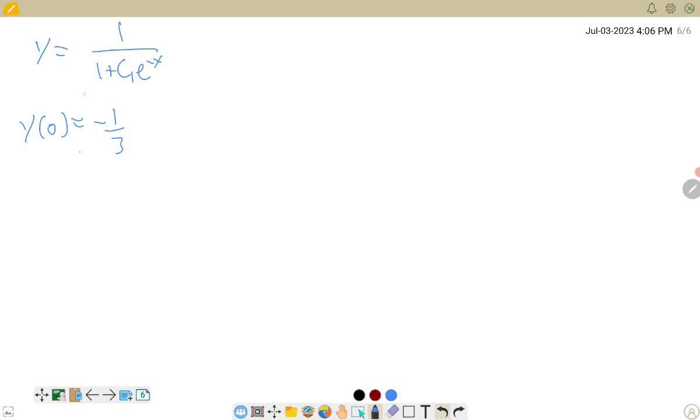So essentially now we have to substitute this in and determine what the constant c1 is. So 0 substituted in here gives me 1 over (1 plus c1 times e to the 0), because negative 0 is still just 0, which is just really 1 over (1 plus c1). But also notice that we said this is equal to negative 1/3.